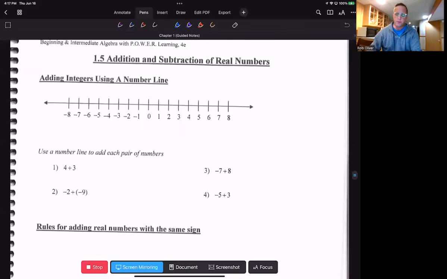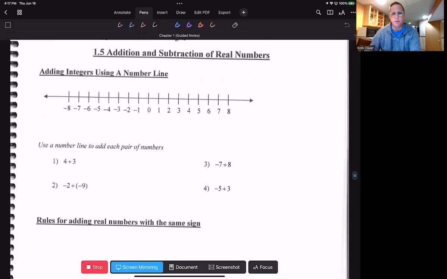All right, let's go ahead and start with section 1.5. This one involves addition and subtraction of real numbers. Essentially, this is just a lesson on adding and subtracting positive and negative numbers. It starts off with the first part of the lesson using a number line, which I think gives you a little bit of number sense as to how positive and negatives work with each other.